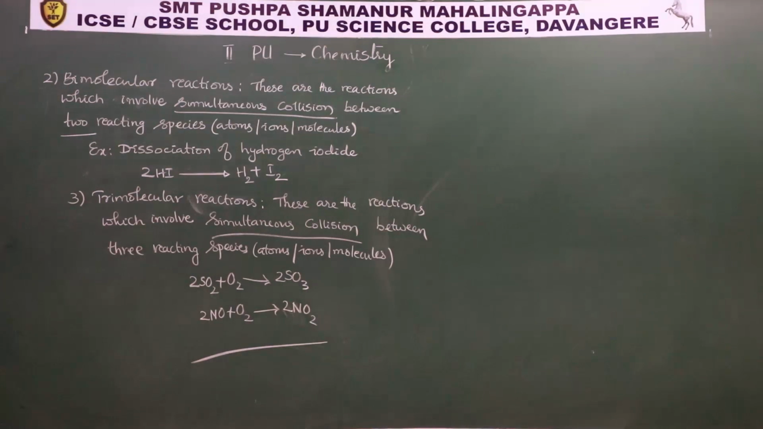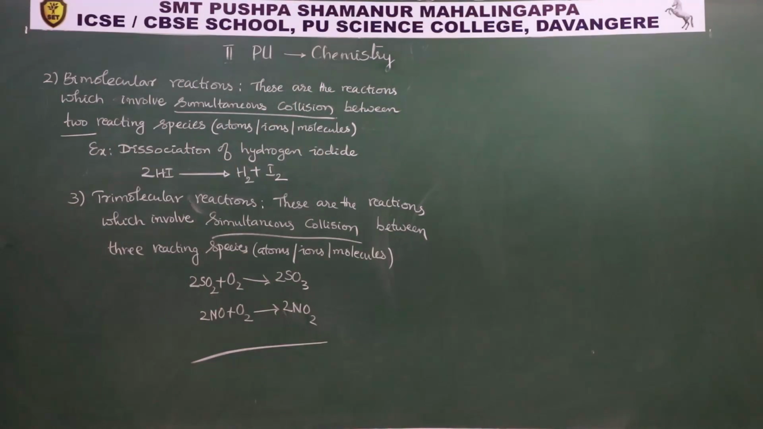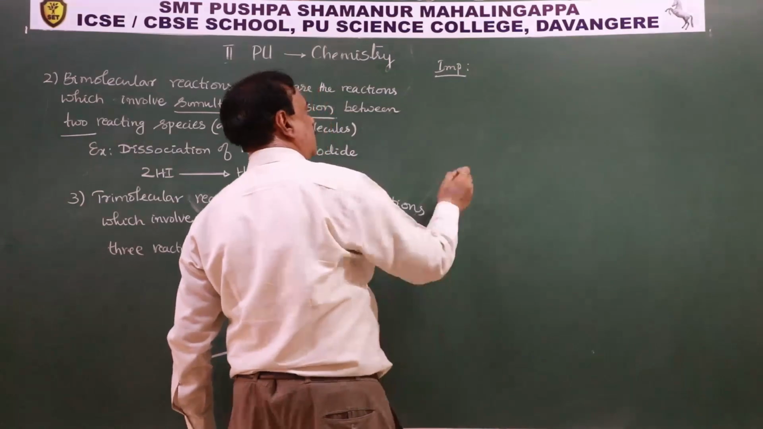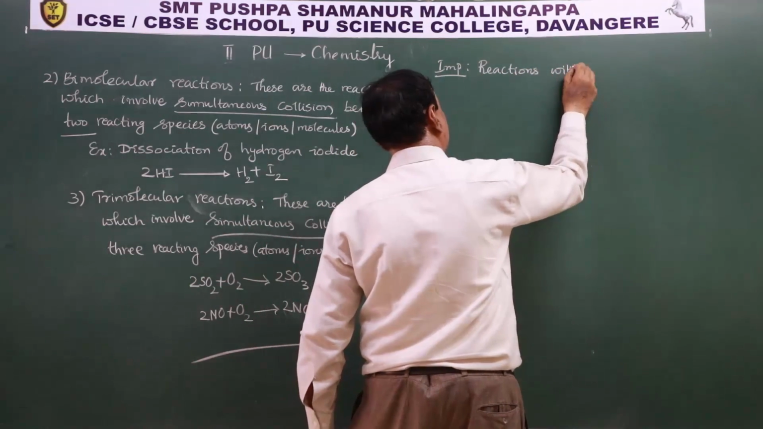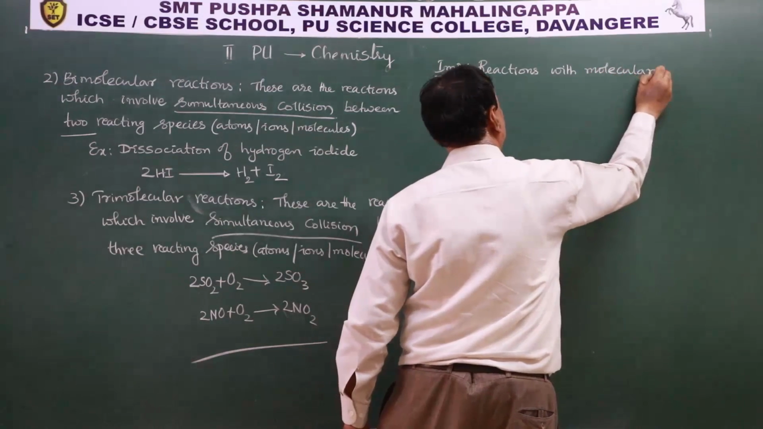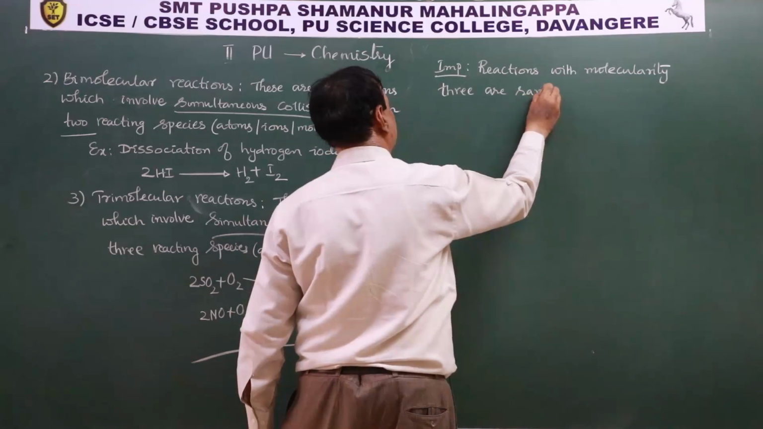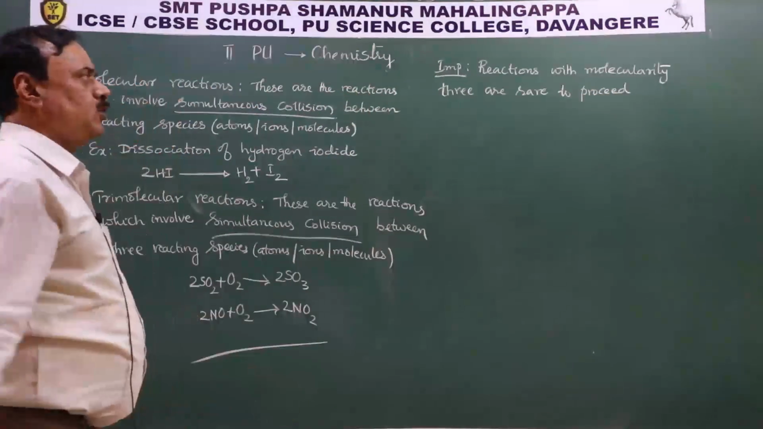Is it possible to have tetramolecular and pentamolecular chemical reactions? No. A very important note: reactions with molecularity 3 are very rare and slow to proceed.